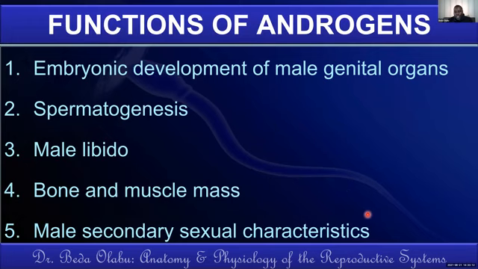Last but not least, androgens are important in promoting development of the male secondary sexual characteristics. When you talk of such, we are referring to things like broadening of the chest, breaking of the voice, baldness, growth of hair in, okay, the term has disappeared, but you know what I mean. So these are functions of androgens.